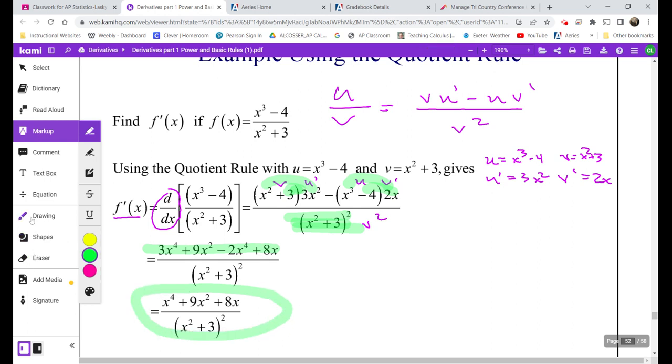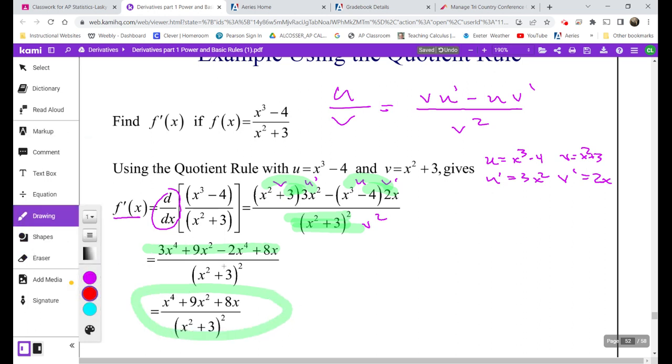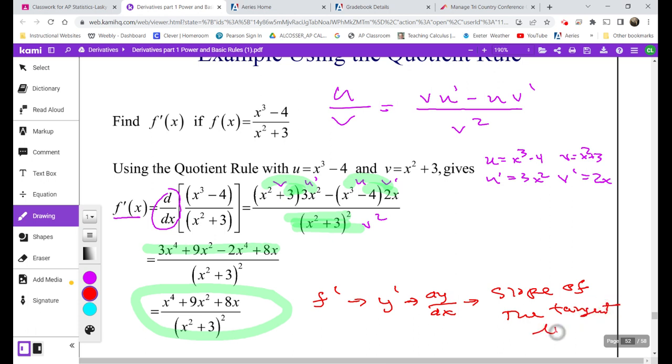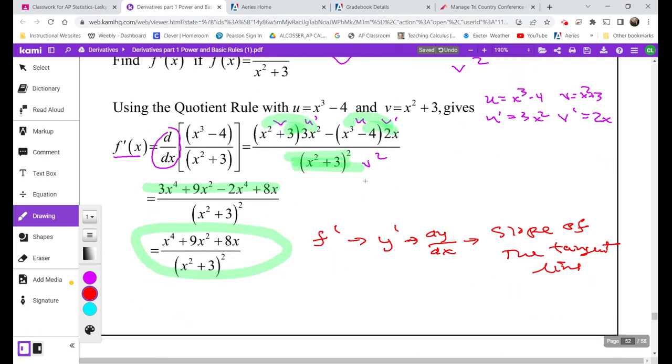Guess what? I'm going to say it again. This is f prime. It's also y prime. It's also dy dx. It's also the slope of the tangent line. Kind of keep driving that idea home. All right, guys? So that is the quotient rule.